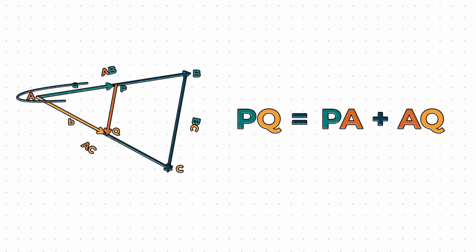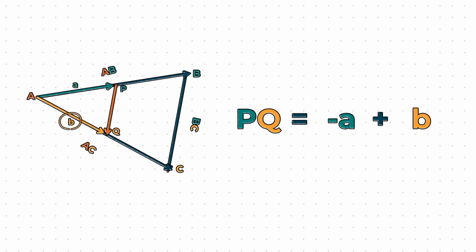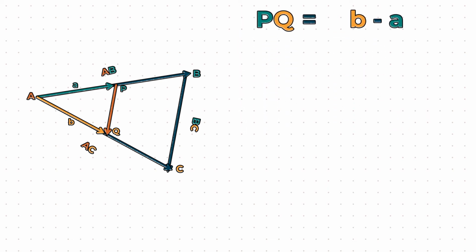But look at the direction of the vectors. The vector is actually running in the direction A to P, which means that PA is actually the negative of AP, or negative little a. AQ is labeled b, which means that PQ is equal to negative a plus b, which can be rearranged to b minus a. That settles PQ.